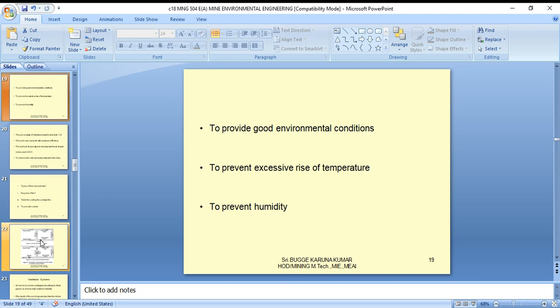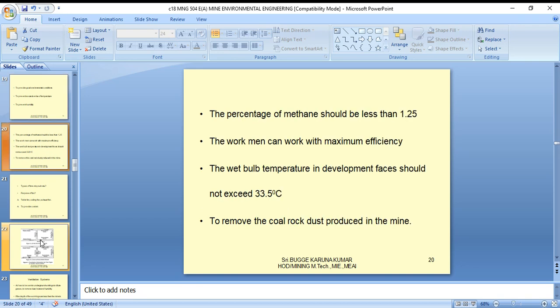To provide good environmental conditions, and to prevent excessive rise of temperature or humidity, the above network systems, boundary, semi-boundary and central, are very useful. The percentage of methane should be less than 1.25%. These are the conditions you have to maintain while the ventilation network is running.